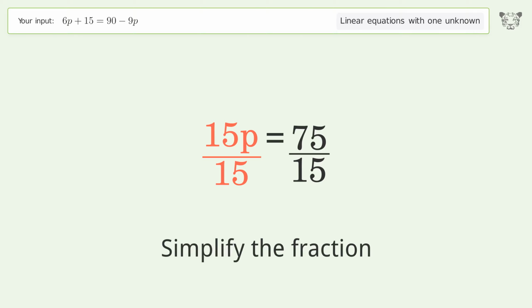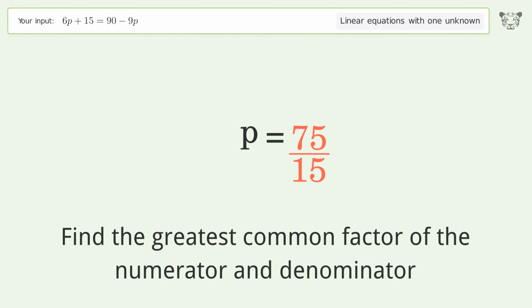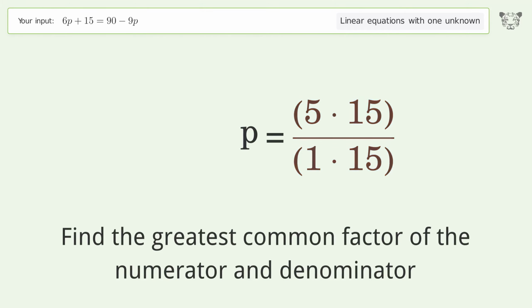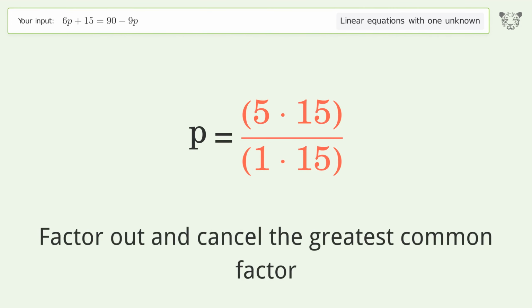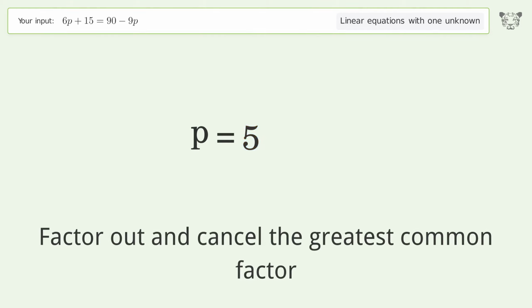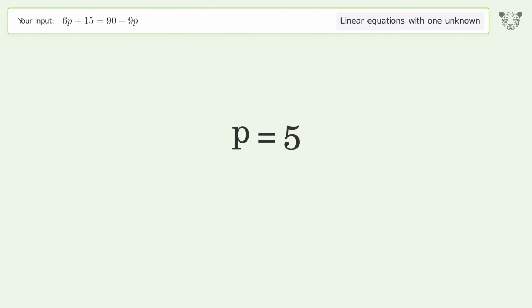Simplify the fraction. Find the greatest common factor of the numerator and denominator. Factor out and cancel the greatest common factor. And so the final result is p equals 5.